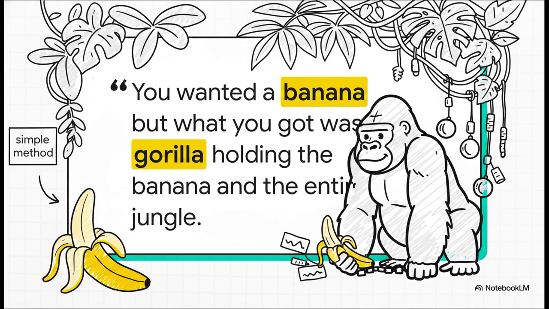I think Joe Armstrong, the guy who created the Erlang language, said it best with this quote. Sometimes with inheritance, all you want is one little piece of functionality, the banana. But to get it, you're forced to drag along the entire class hierarchy, the gorilla and the whole jungle. He even called it the inheritance tax.